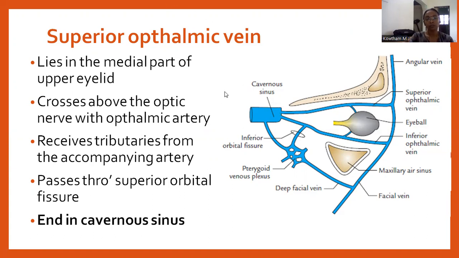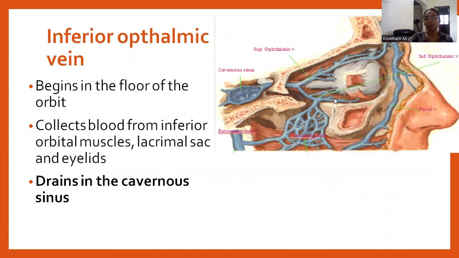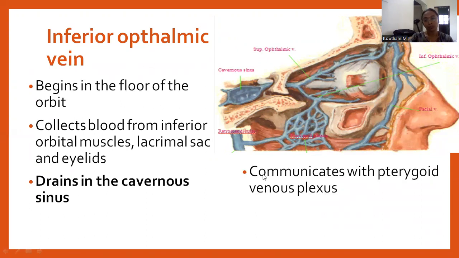Okay. Now the inferior ophthalmic vein begins in the floor of the orbit and collects blood from the inferior orbital muscle, lacrimal sac, and eyelid. It finally drains into the cavernous sinus. In this picture, you can see it communicates with another vein, called the pterygoid venous plexus. The inferior ophthalmic vein communicates with the pterygoid venous plexus. That's how any infection in the dangerous area of the face can spread into the cavernous sinus.